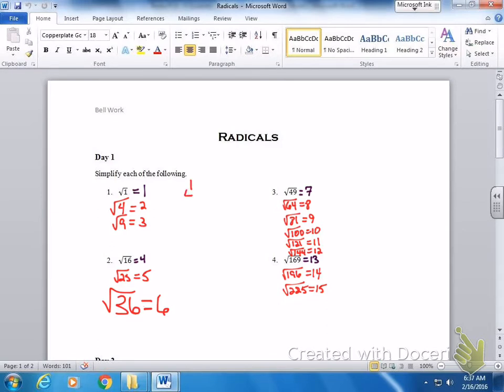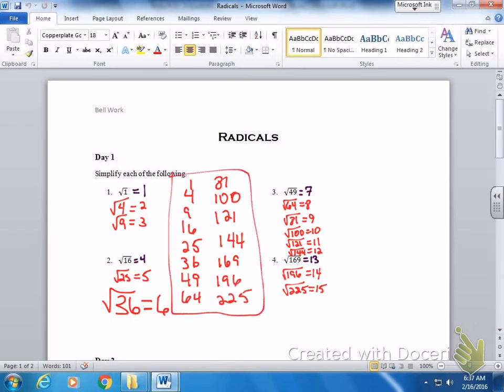We had 1, 4, 9, 16, 25, 36, 49, 64, 81, 100, 121, 144, 169, 196, and 225. Now these are going to be important on the next part because these are going to help us break down and simplify radicals that are not perfect squares. So let's go to the next one.